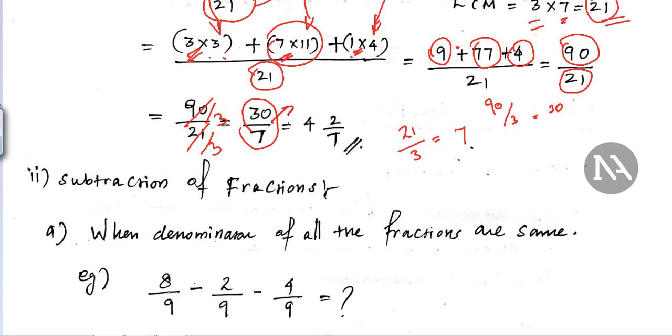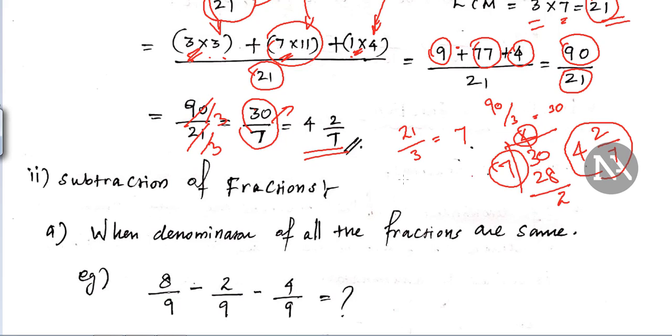This is an improper fraction. Further, you can write it in the form of a mixed fraction. This improper fraction can be written in the form of a mixed fraction. How? This is 30 and this is 7. 4 7s are 28. Remainder is 2. So 4 is the quotient, that will be the whole number. The remainder divided by the denominator. This is the mixed fraction for 30 divided by 7.